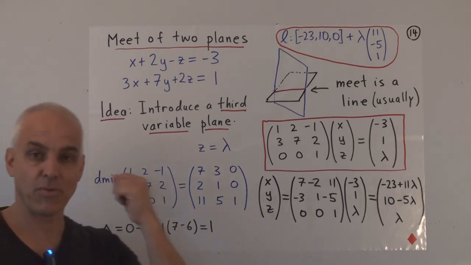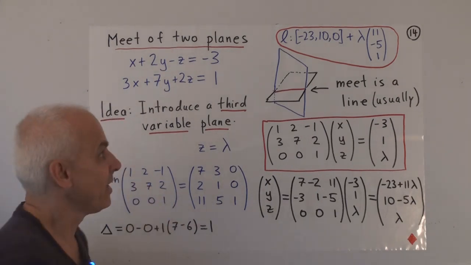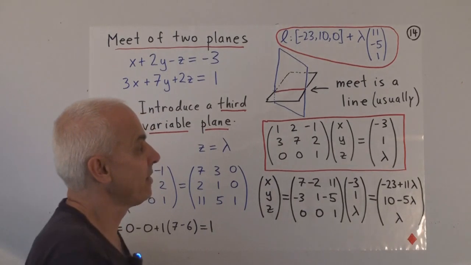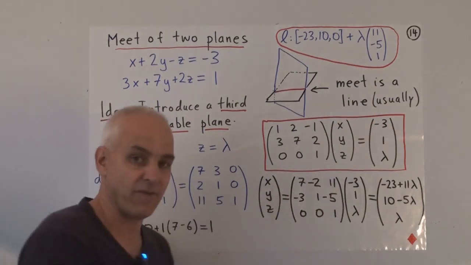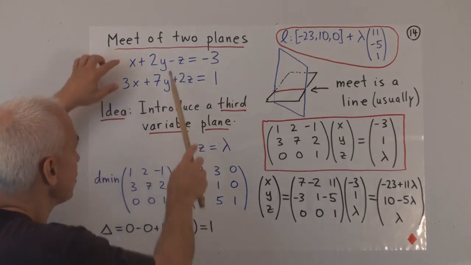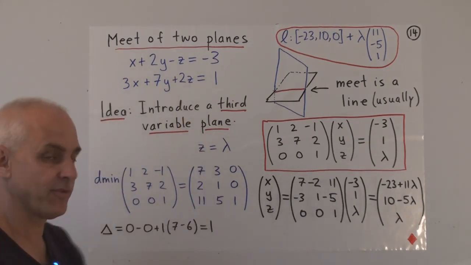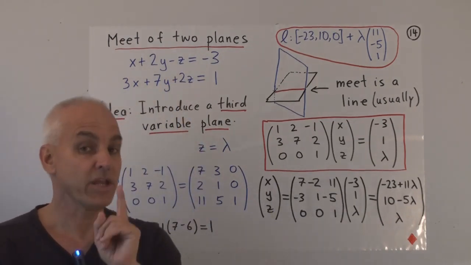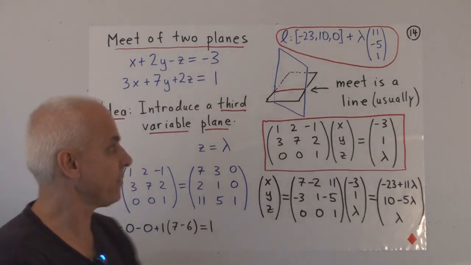That's the parametric equation of a line. It's a line through this point with this as the direction vector. And that is the line of intersection, or the meet, of these two planes. And we can check that in the following way.